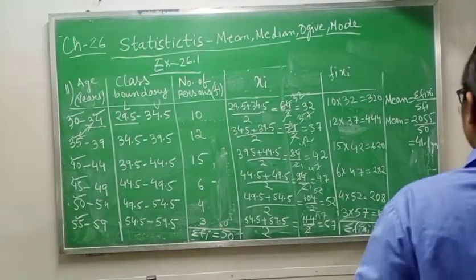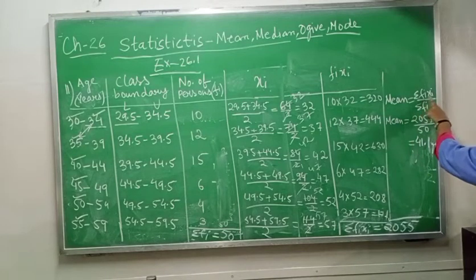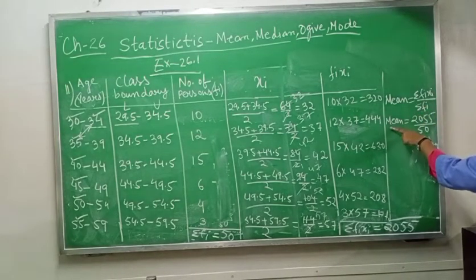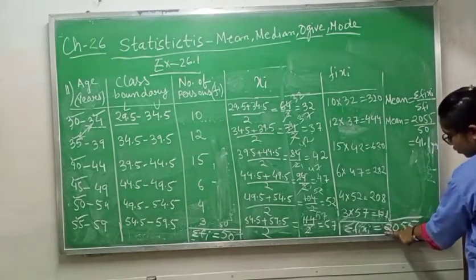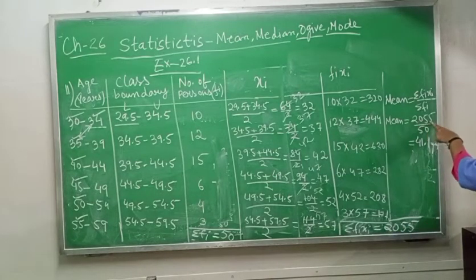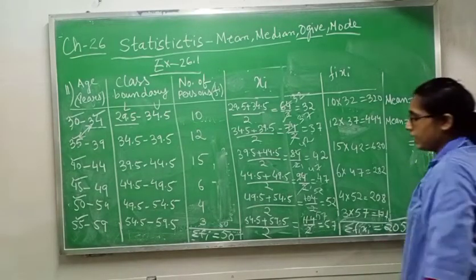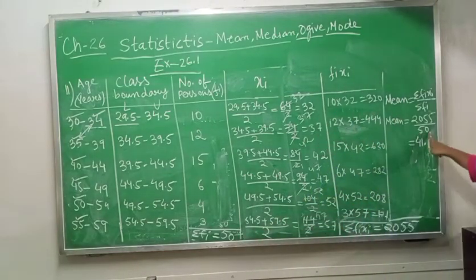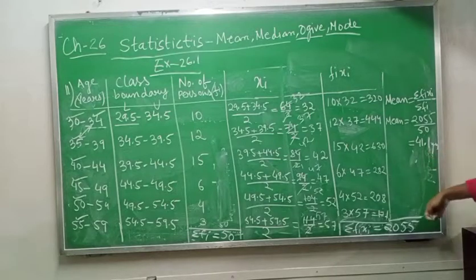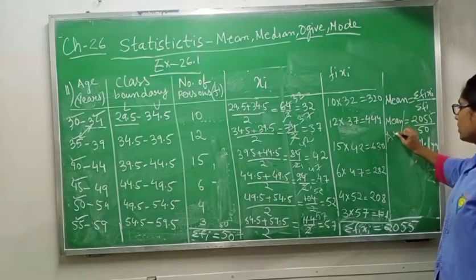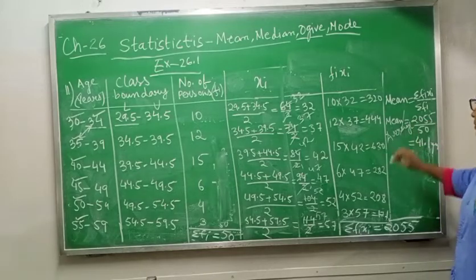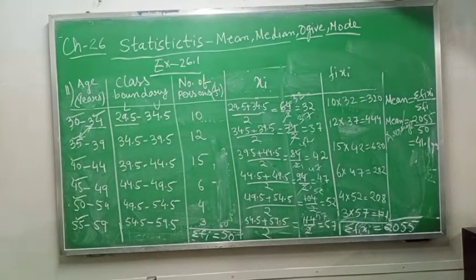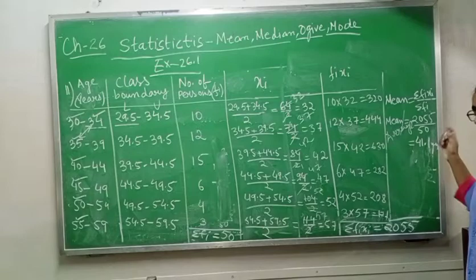Now, class 10, find the mean. The mean formula is summation of fi xi by summation of fi. Summation of fi xi you are getting is 2055, so I have written 2055, and summation of fi is 50, so you write 50. When you divide, you get 41.1 years. They are telling you to find the mean in years, so the mean will be in years, or you can write average also, because they are asking you to find the average. Both are the same, but if they tell you, you can write it this way. So you get the answer in years.